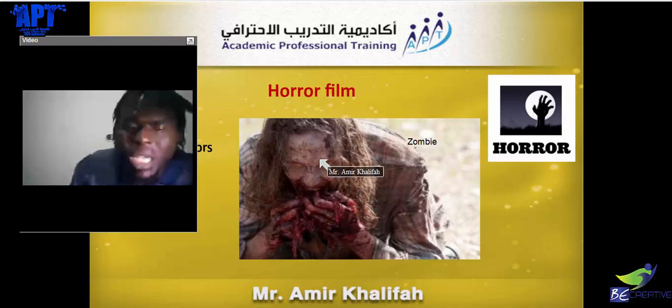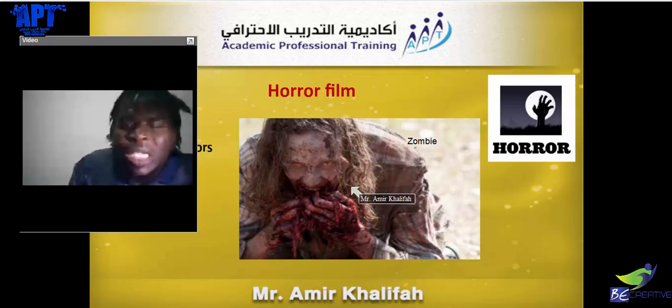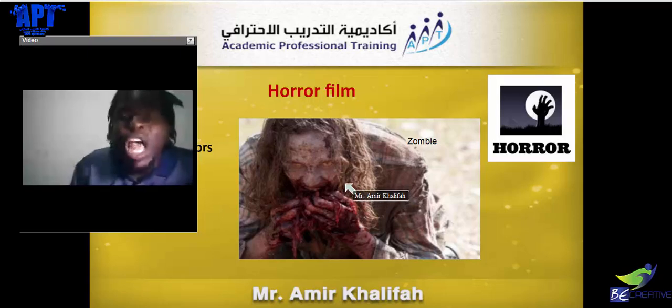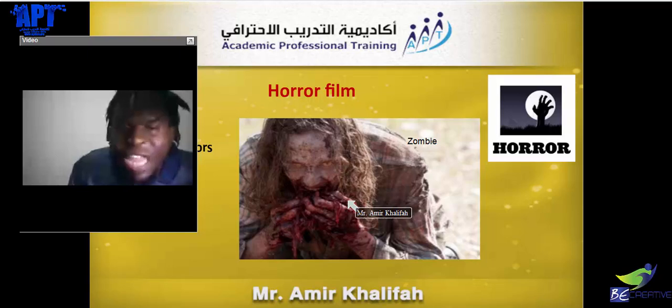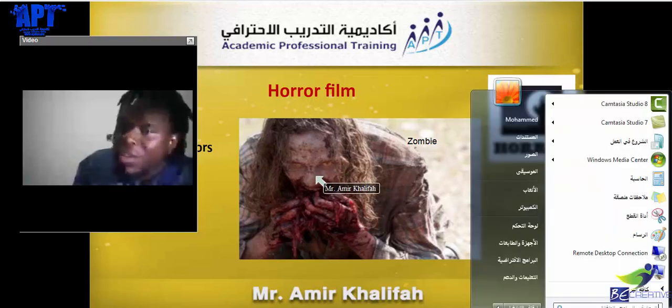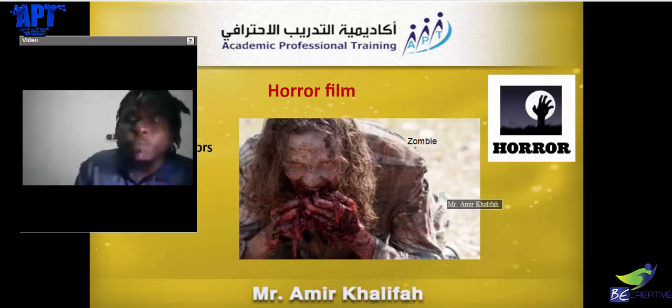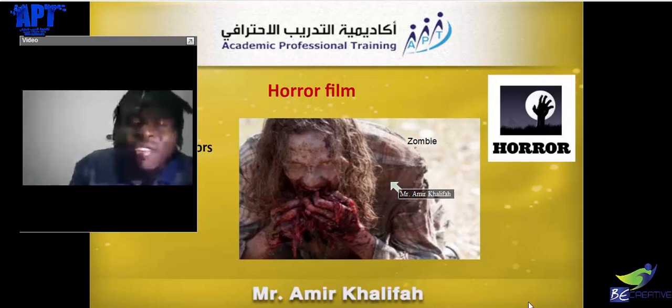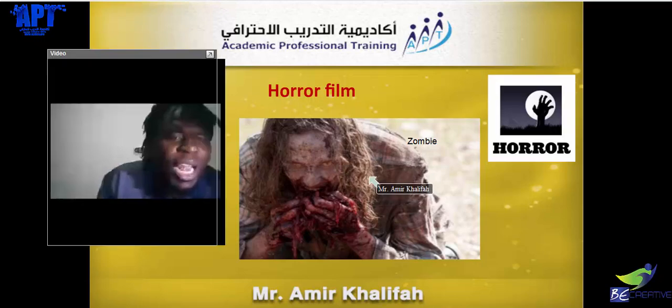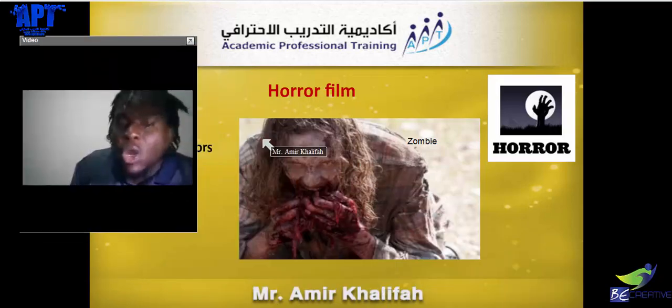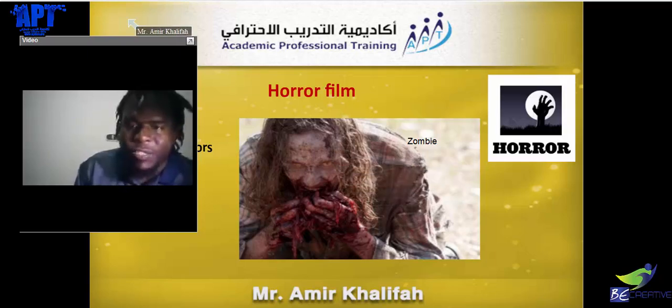So a good example of a horror film would be The House of Horrors. So as we see here, this here is called a zombie. Okay? A zombie. So we see this zombie. He is eating a person alive. He's eating their flesh. And it just looks scary. So that's what a horror film is meant to do. So if you've ever seen vampire movies like Dracula or Underworld, all of those are examples of vampire movies. Okay?